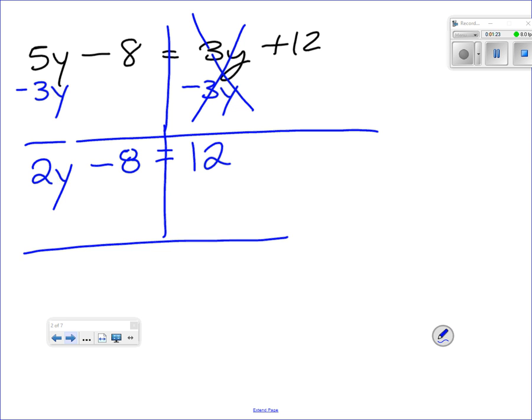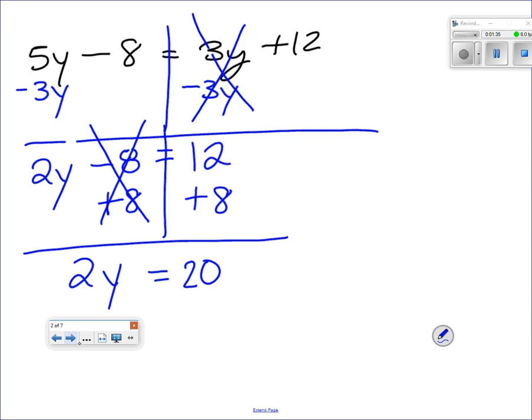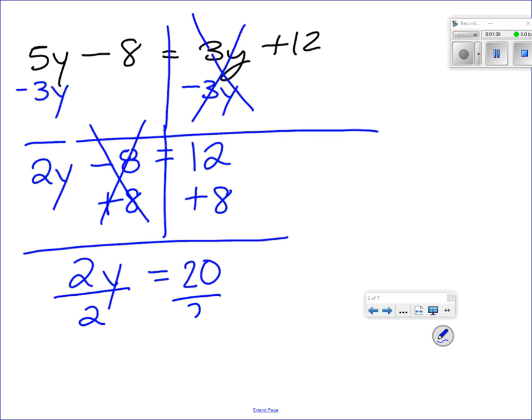This should now look like an equation you've done before. I'm going to add 8 on both sides because I'm doing the opposite operation. I'm getting that y by itself. Negative 8, positive 8 is 0. Bring down 2y. 12 plus 8 is 20. 2y means to multiply, so I'm going to divide by 2. And I get y equals 10.